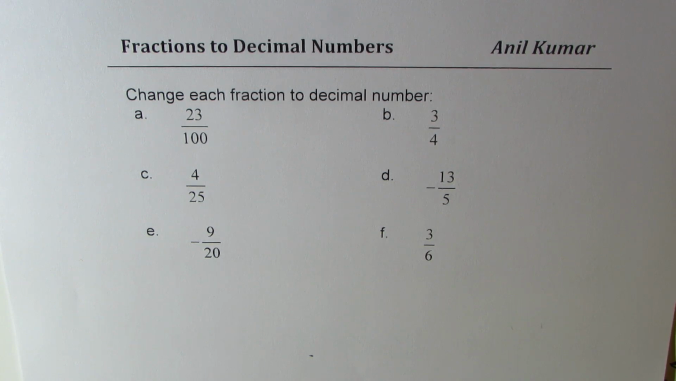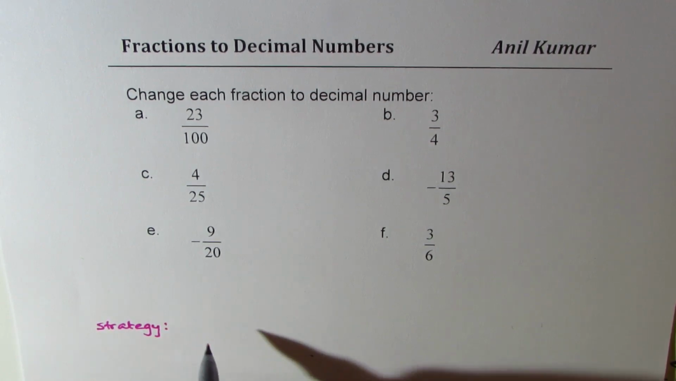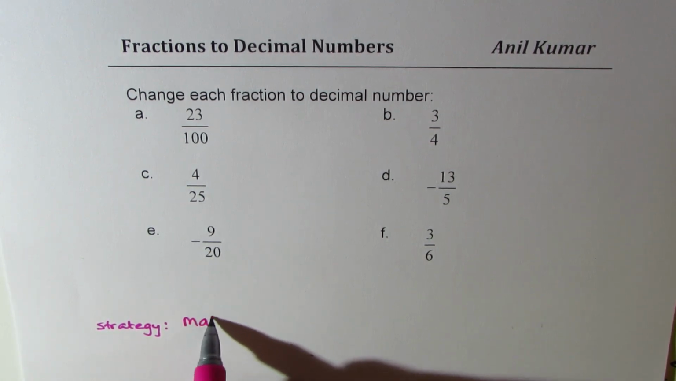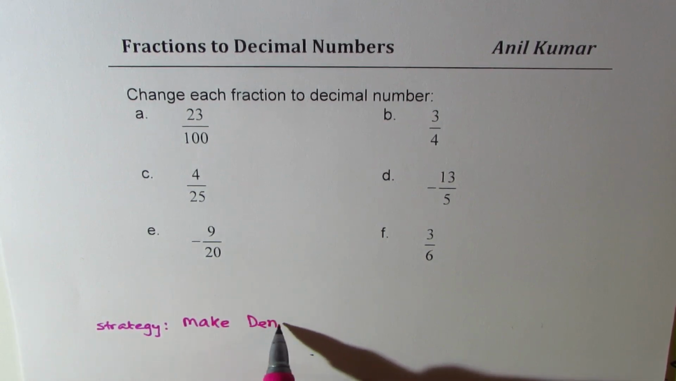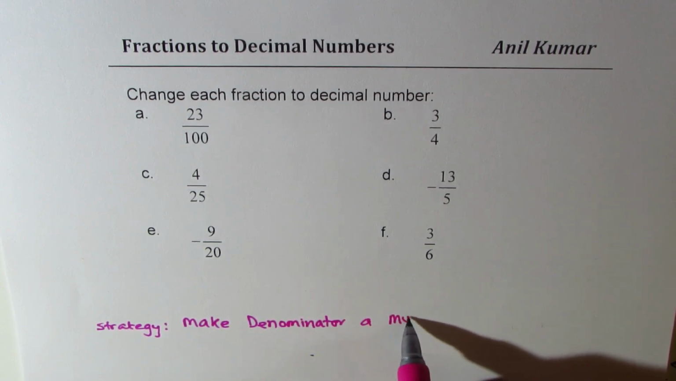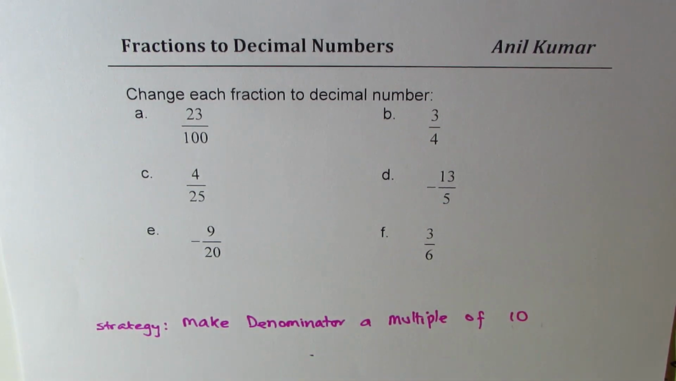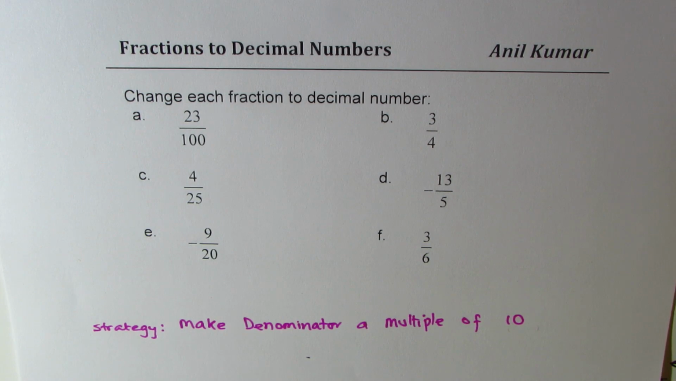We'll take a few examples to understand the process. We'll begin with these 6 examples where the idea is to make the denominator a multiple of 10. So here the strategy is to make the denominator a multiple of 10. Then it becomes very easy to write a decimal number, right?